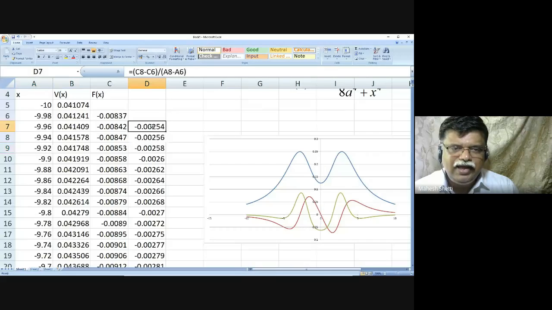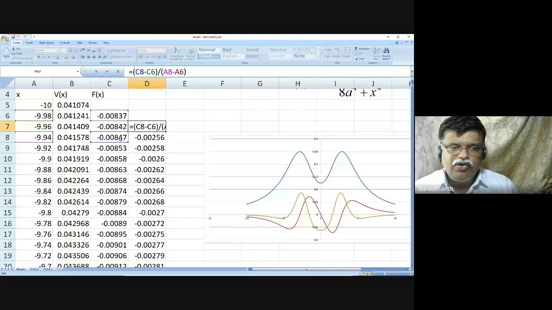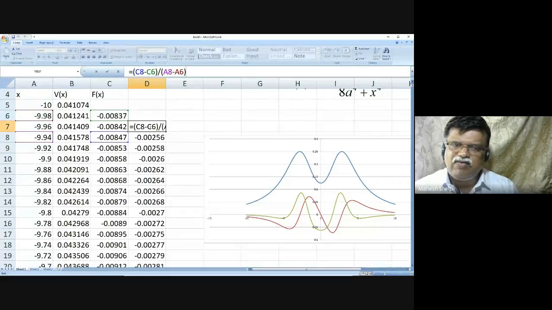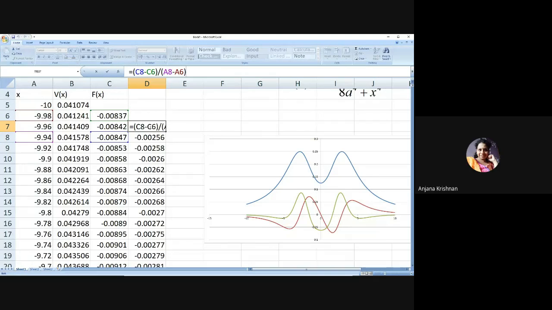So what I'm writing here is, let me click on the formula bar. What you observe is I have picked up the next value of the force and the previous value of the force. Okay, that difference divided by difference in x for the same corresponding values of f. Okay, so when I do this, what I'm getting is the derivative of force. Yes, thank you. Yeah, welcome.